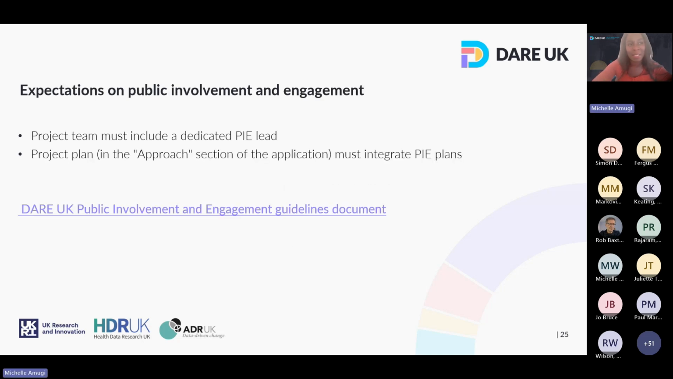In terms of public involvement and engagement, I just wanted to call this out because it is very, very important to the DARE UK programme. Demonstrating trustworthiness is one of our key pillars. We really want to ensure that there is trust and transparency embedded throughout all of our work and our funded work. So one of our requirements is that a project team must include a dedicated PIE lead, and the project plan must clearly set out and include PIE plans. We have a quite comprehensive public involvement and engagement guidelines document, which sets out our expectations in terms of reporting, monitoring and evaluating PIE use. So please do refer to that and ensure that it is well addressed within your application.